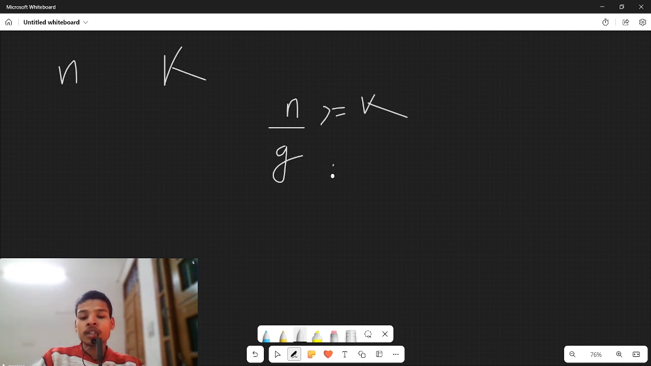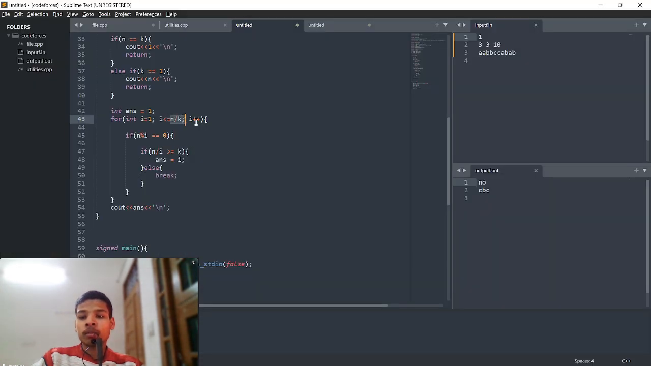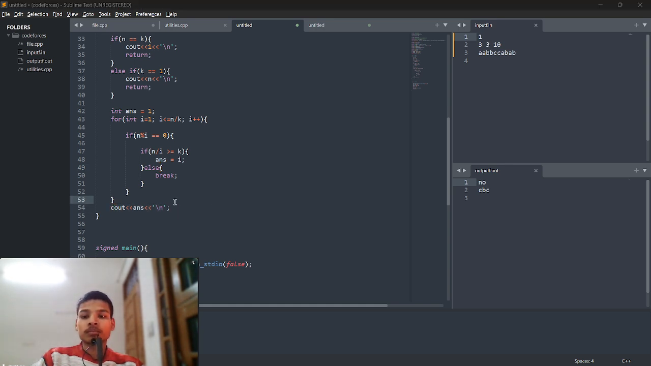So if I rewrite this equation, I will get n by k should be greater than or equal to g, which means my g should always be smaller than n by k. So I will simply brute force from 1 to n by k, and if n modulus i is equal to 0, then check if n by k is greater than or equal to k, which it will always be, then my answer is i. The condition is not necessary to check here, but elsewhere I am checking it. And if it keeps increasing, then I will simply print no. So this is the answer for problem number B.